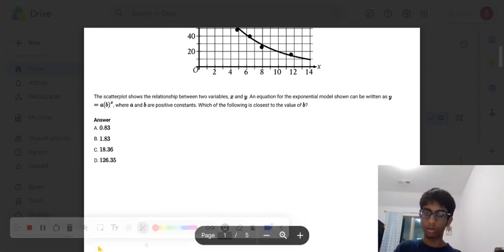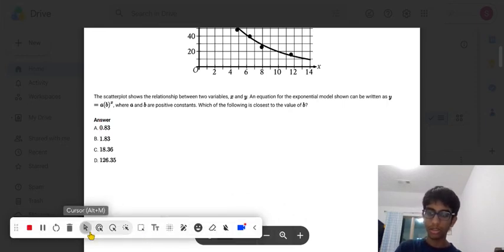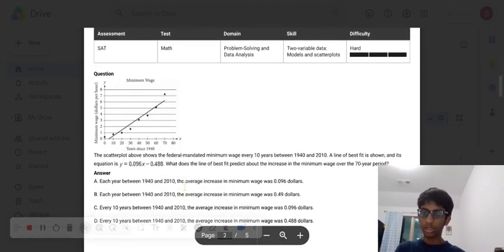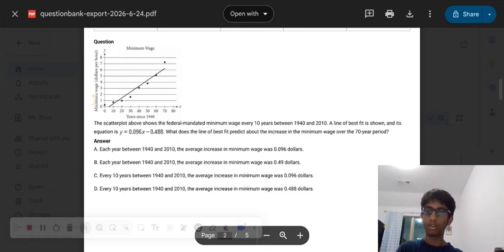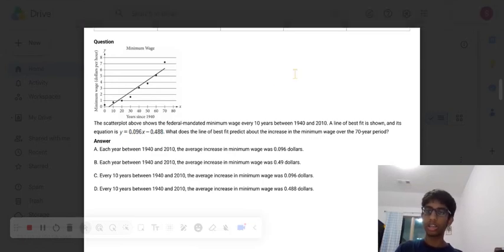Moving on to the second problem, it says the scatter plot above shows the federal mandated minimum wage every 10 years between 1940 and 2010. A line of best fit is shown, and its equation is y is equal to 0.096x minus 0.488. What does the line of best fit predict about the increase in the minimum wage over the 70-year period?